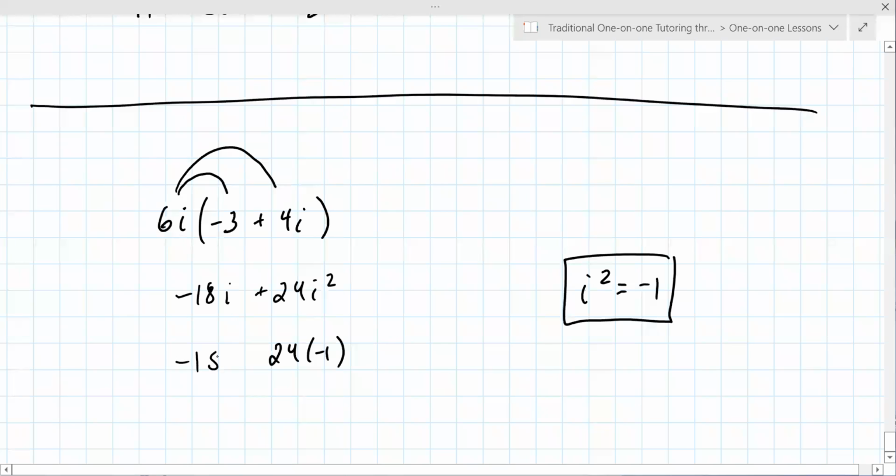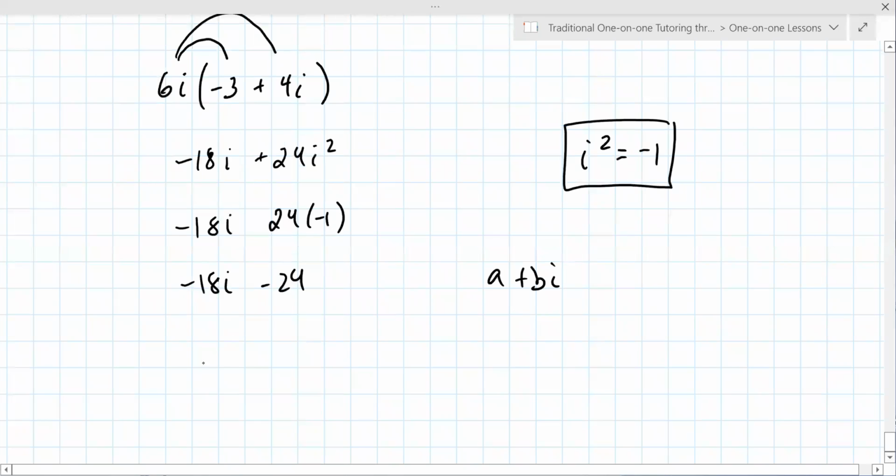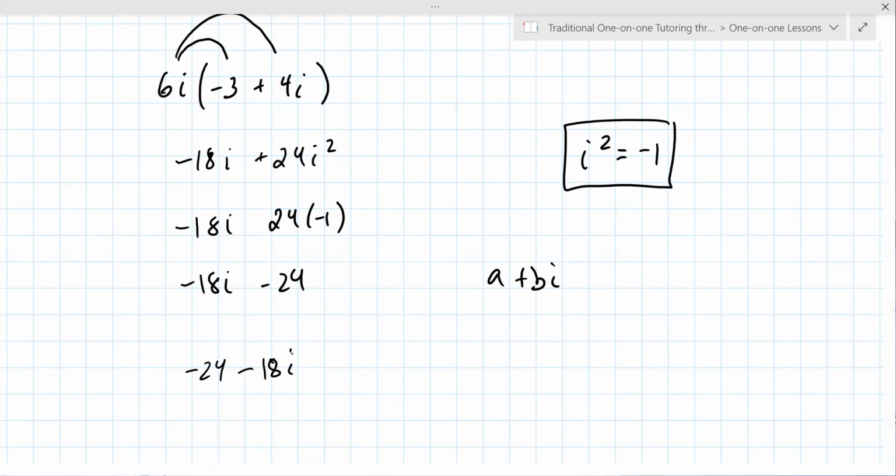Okay, so if you're at this point, and you write this, you might get marked off because it's not in the a plus bi form. So you just have to switch the order, minus 24, minus 18i. You're not switching the numbers, just the order. Be like you and your friend in volleyball. I know you guys rotate. That's all you're doing here, just rotating.